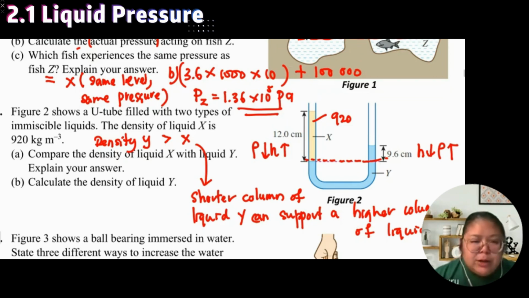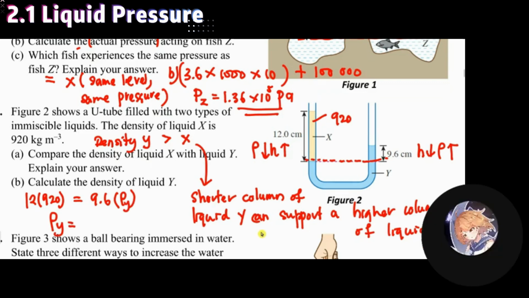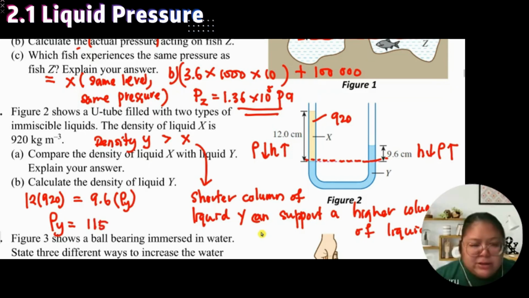For part B, they want to calculate the density of liquid Y. So we just put 12 for liquid X, density 920. Liquid Y, 9.6, density unknown. I want to know the density for liquid Y. It is 1,150 kg per meter cube. Correct. So this one is question number 2.